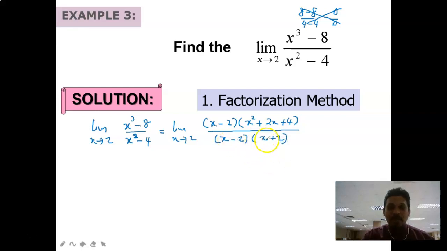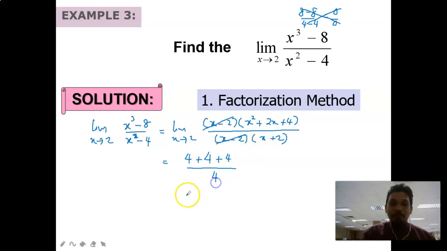x times x squared, 2x and negative 2x equals 0, then negative 2 times 2 equals negative 4. So look at this one here now. Clear these two. Then we substitute x equals 2 into the function. 2 squared equals 4, 2 times 2 equals 4, plus 4, divided by x equals 2 plus 2 equals 4. So now it becomes 12 divided by 4, which is equal to 3.